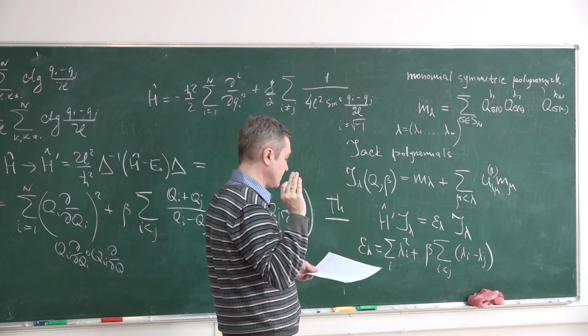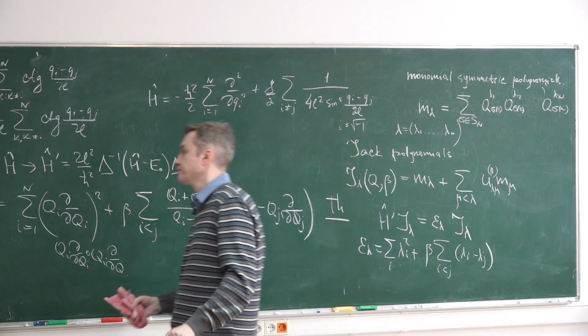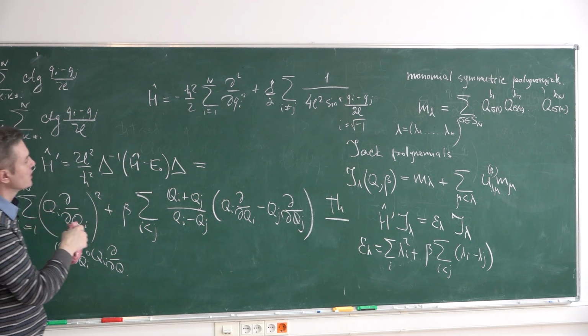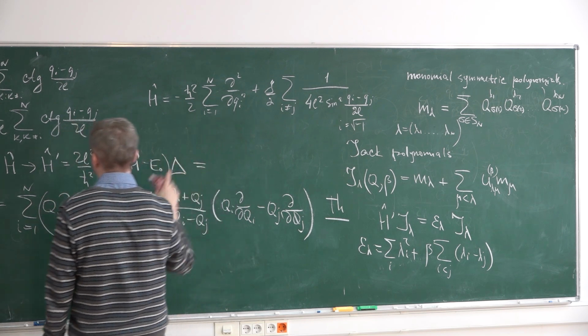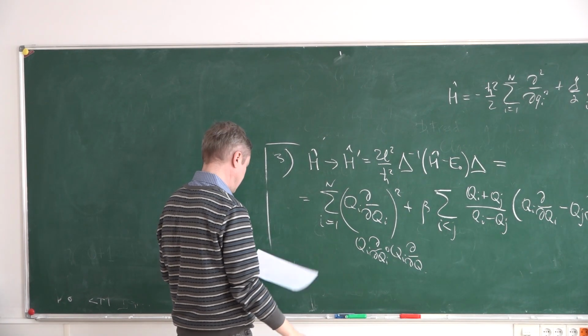And the last step is to move back. So now we have a solution, at least in terms of symmetric polynomials, for this quantum problem, but for this operator. And originally we considered this operator H. So we should move back and make some inverse transformation.